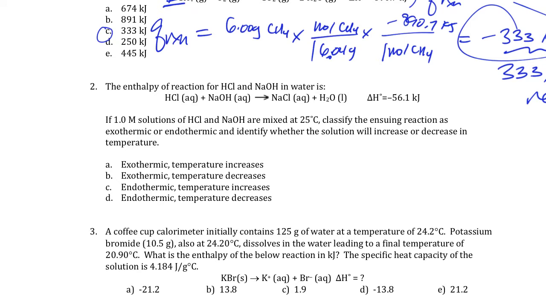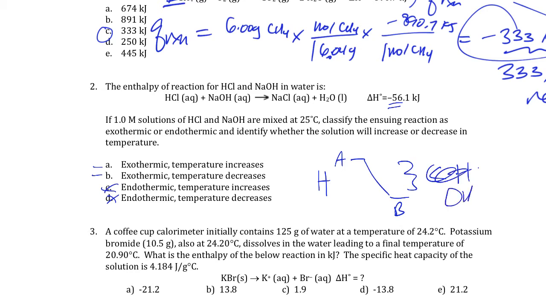Number 2, the enthalpy of reaction for HCl and NaOH in water is shown. If we have a mole of each solution mixed at 25 degrees C, classify the ensuing reaction as exothermic or endothermic, and identify whether the solution will increase or decrease in temperature. Okay, this reaction is exothermic because of the negative sign on delta H, not an endothermic reaction. Because it's exothermic, our reactants are higher up in enthalpy than our products. So the reaction loses delta H. So delta H is less than 0.